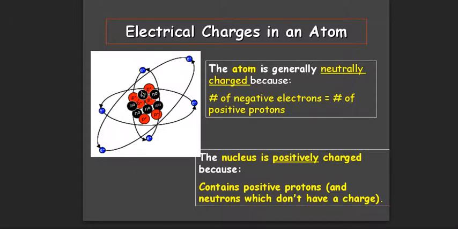However, the nucleus is always positively charged. The reason for that is because you have all these protons and all these neutrons. The protons are positive, the neutrons are neutral, so there's nothing canceling each other. So the protons take over, and it's a positively charged nucleus. So, neutral atom, positive nucleus.